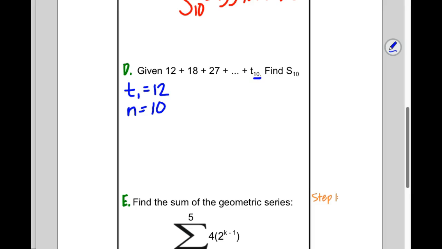You can see that right here again. And then we have R. R is going to be 18, term 2, divided by term 1, which is 12. 18 divided by 12 is 1.5 again. So once again, we know it's not going to be super pretty. So we put it into our formula.